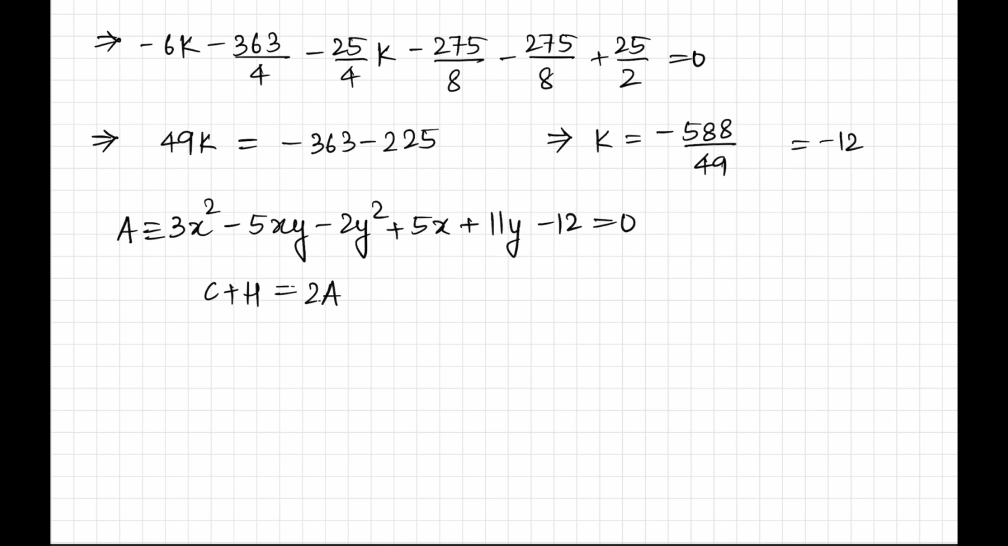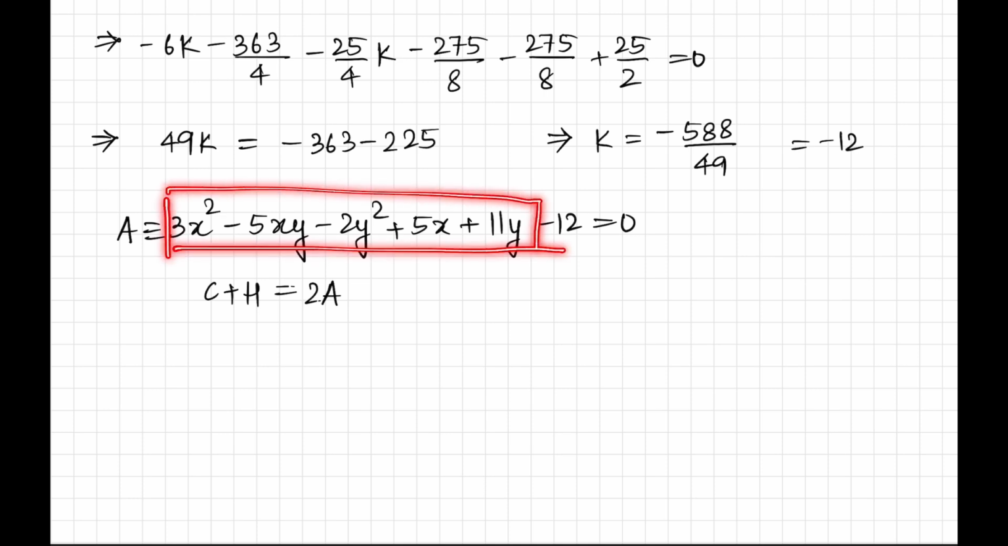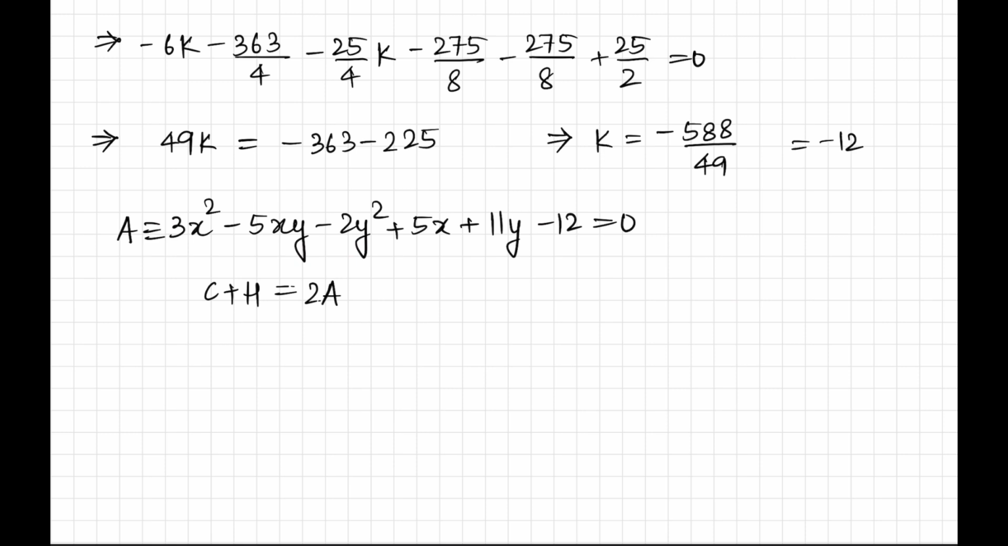And if we look at both these equations, the variable part, that is the x squared, xy, y squared, x and y terms, they all remain common in the equation of the conjugate hyperbola, the hyperbola, and the asymptotes. And therefore, if we just equate the constants, we can write C plus the constant for the hyperbola, which is minus 8, is equal to 2 into minus 12. That is the constant we obtained here. And this gives us the value of C as minus 16.